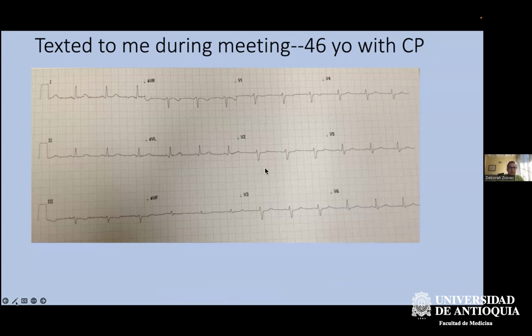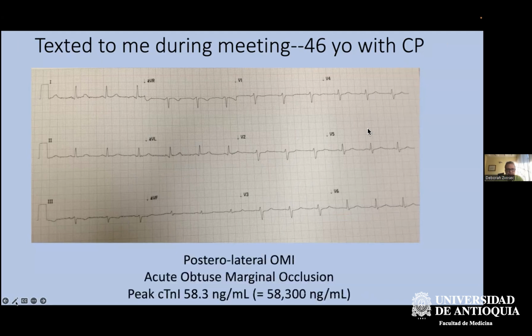This was texted to me while I was in a meeting, 46-year-old with chest pain. And I looked at this and I said, well, there's a little bit of ST depression here and here and here. That should never be there. And then it goes along with a little bit of high lateral ST elevation with inferior ST depression. These are reciprocal to each other. This is a high lateral and posterior OMI. So I texted back, activate the cath lab.